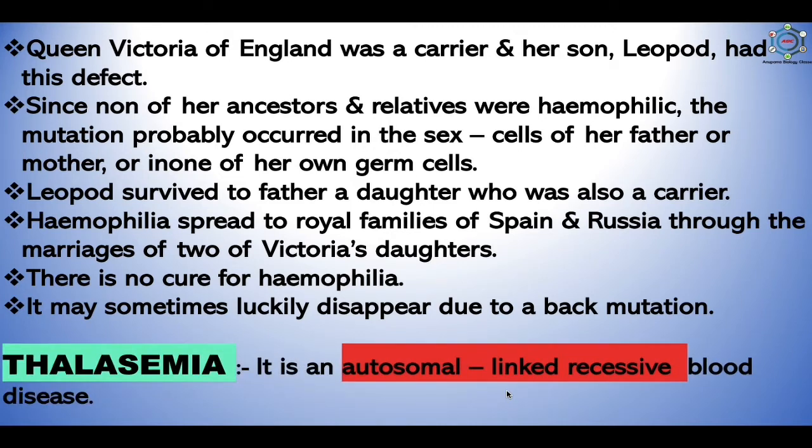Now, thalassemia. Thalassemia is just like hemophilia and color blindness. Thalassemia also follows Mendelian pattern of inheritance and is caused due to mutation or alteration in a single gene. Thalassemia is an autosomal linked recessive blood disease and is transmitted from the parents to the offspring when both the parents are heterozygous carriers for the gene.